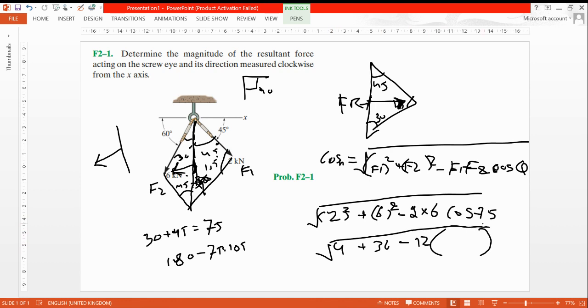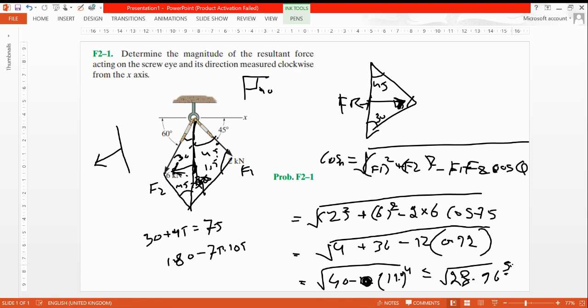Let's solve this. Cos 75 is 0.2588, so multiplied by 12 gives 11.04. Then 40 minus 11.04 is 28.96. Take the square root of this, and here it will be 5.37 kilonewtons. So the resultant force FR is 5.37 kilonewtons. Here is the answer.